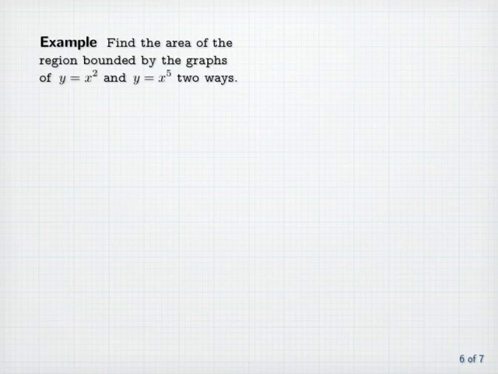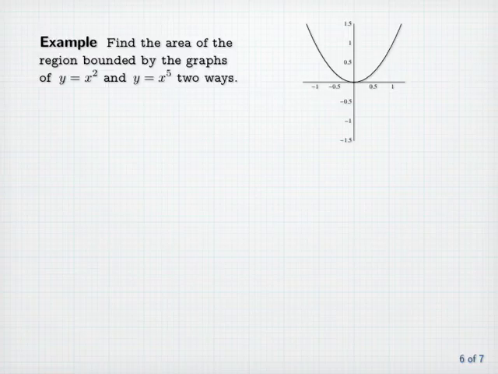Example: find the area of the region bounded by the graphs of y equals x squared and y equals x to the fifth two ways. By that we mean by integrating with respect to x and by integrating with respect to y. Here's the parabola y equals x squared, and here's the graph of y equals x to the fifth. Notice the points of intersection are obviously the origin as well as the point (1, 1), and here's our region.